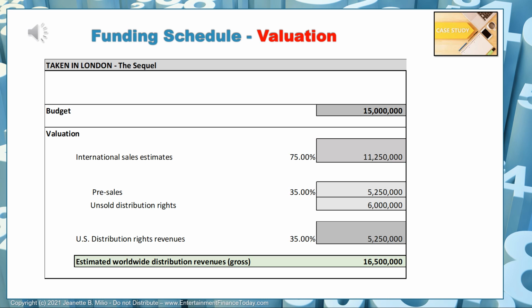The distribution rights for the US are estimated to come in at 35% of the budget, which happens after the movie is finished. And that is 5,250,000 because our budget is 15 million. So altogether, our worldwide distribution rights at the gross level, because no sales fees and no distribution expenses have been deducted here, are $16,500,000 on a $15 million movie.